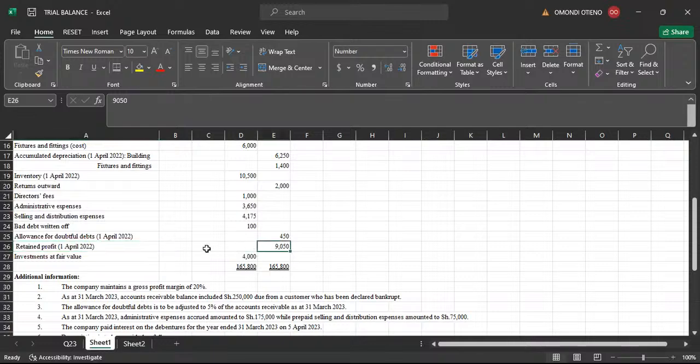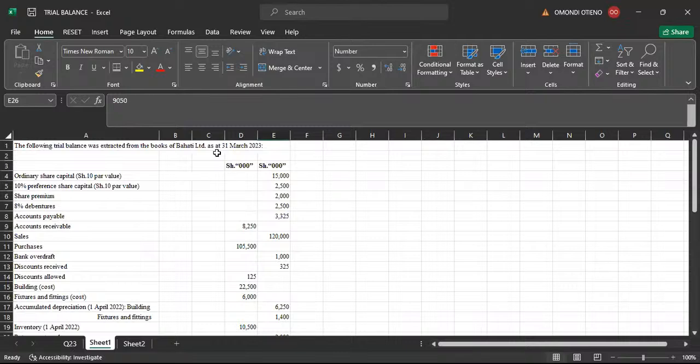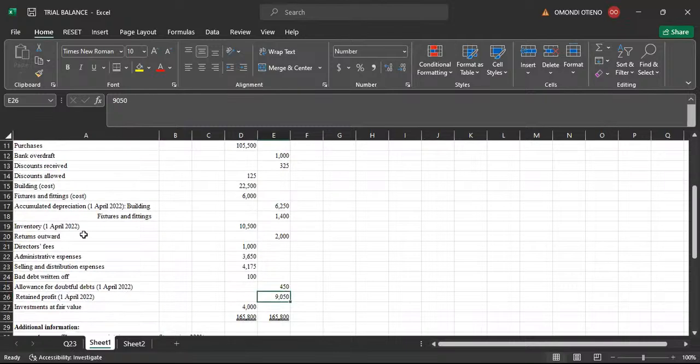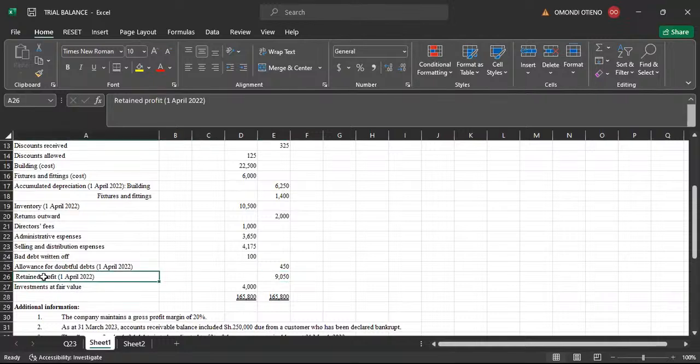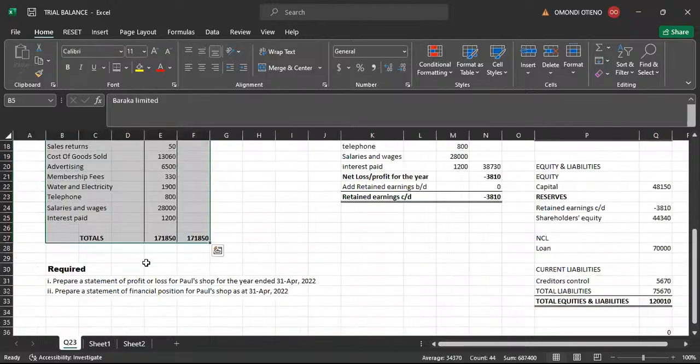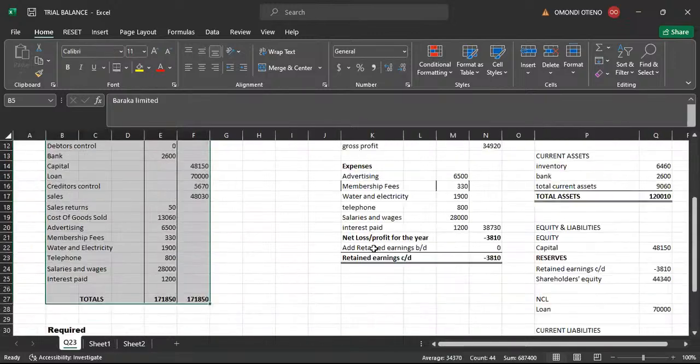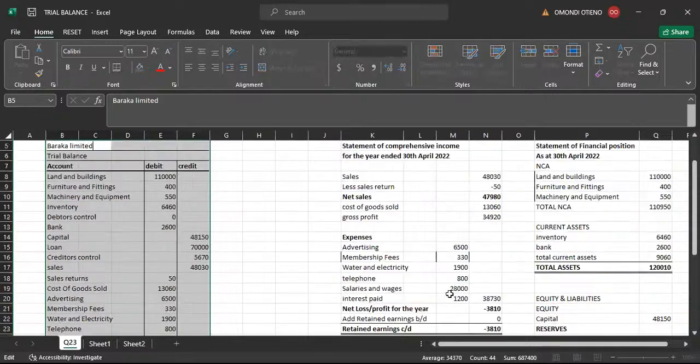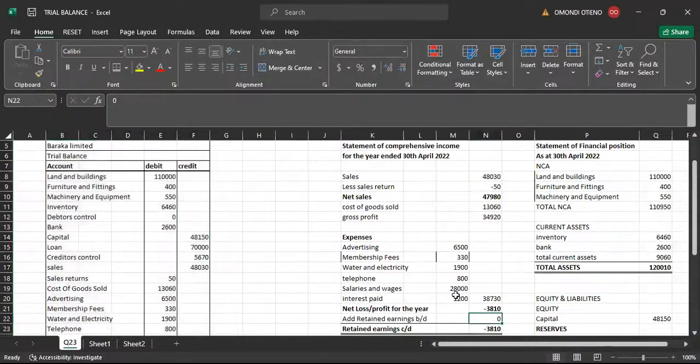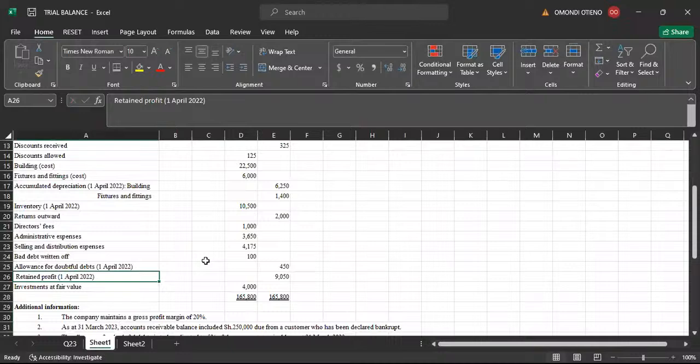But when is the financial year ending? 31st of March, of every year. So this is what we call retained earnings brought down. In the previous question, our retained earnings brought down was 0. In this other question, it is not going to be 0. It is going to be 9,050. So I believe we've now seen what we discussed some time back.